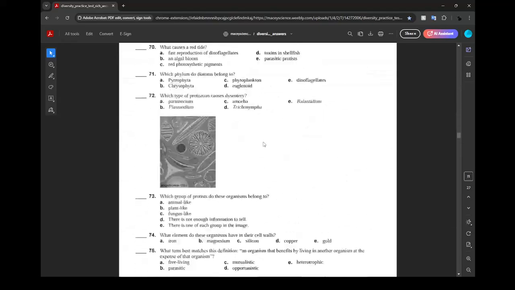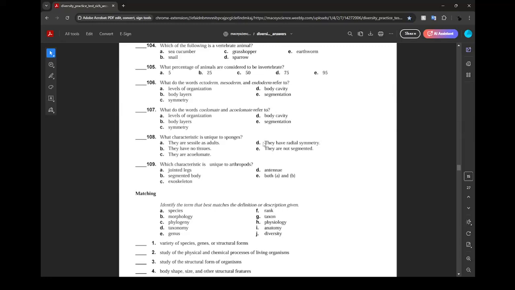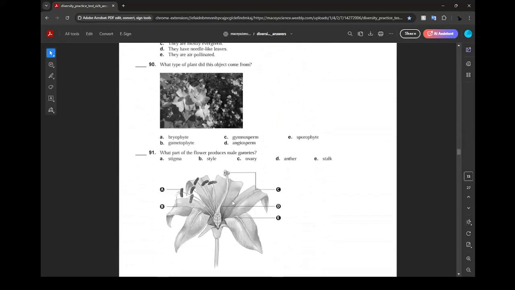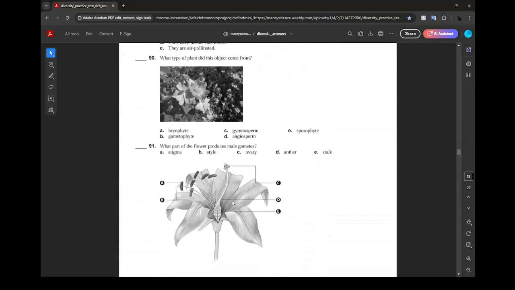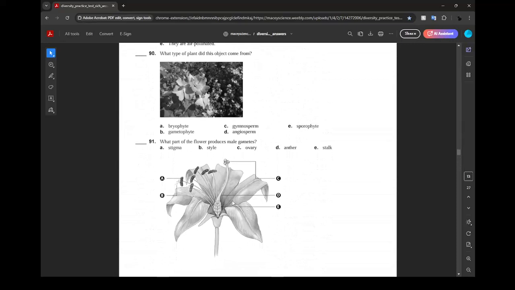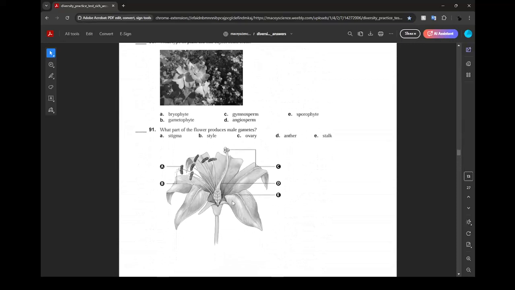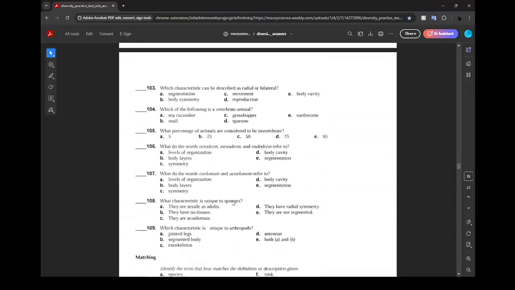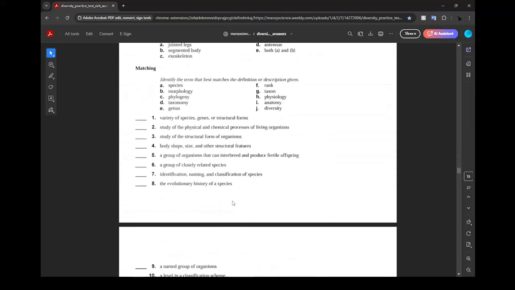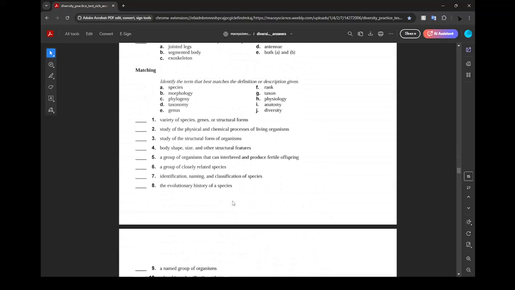Well, I'm going to wrap up the multiple choice. They're so easy. Oh, there's a plant one. Okay, so you don't really need to know this, but you should actually, yeah. Alright, let's do 10 of these matching.